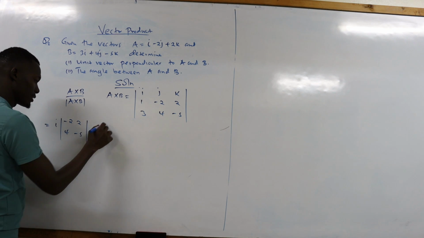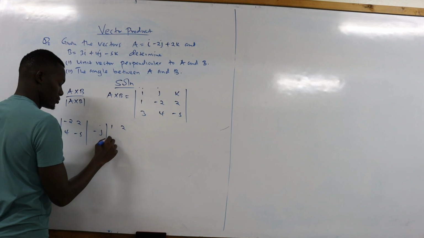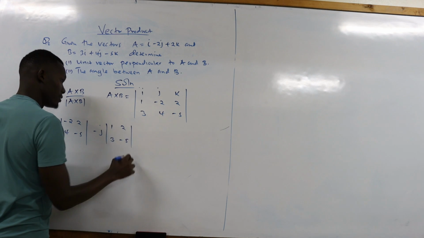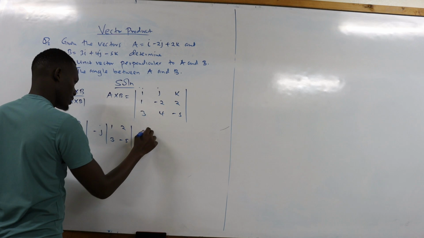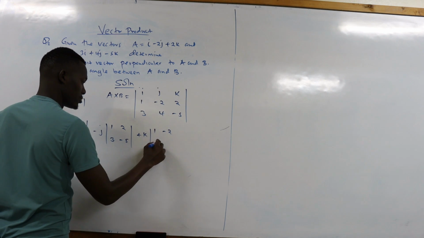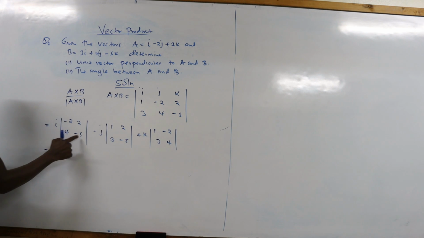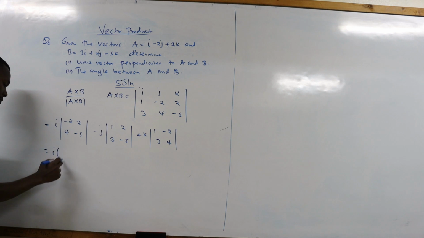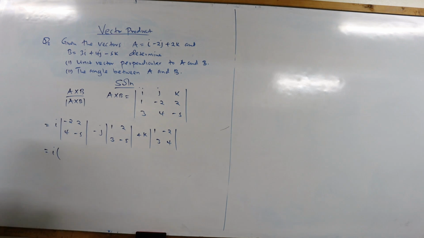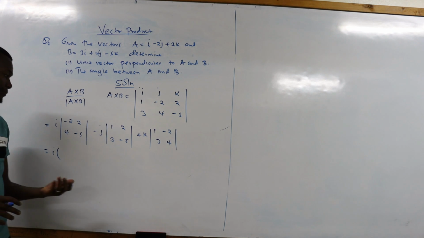Remember, our j is always negative. Cross this and that. So we have 1, 2, 3, negative 5. Then you have k, cross this and this. So we have 1, negative 2, 3, and 4. So negative 5 times 2. Remember, how do you get the determinant of a 2 by 2? Multiply the elements in the main diagonal, subtract the elements in the minor diagonal.